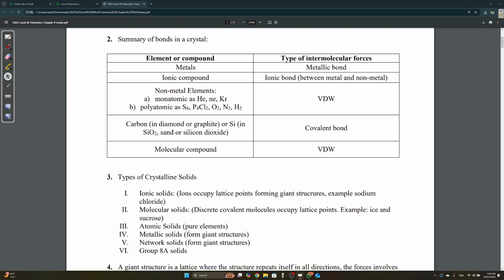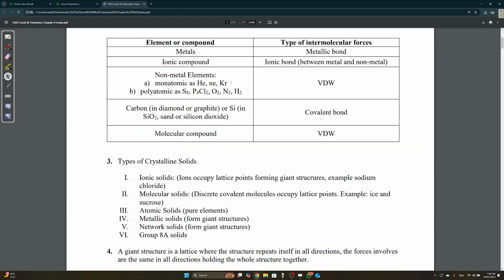Okay, here are the bonds in a crystal. In metals, it's what we call metallic bond, right? And also van der Waals forces. But metallic bond is the most important one. Metallic bond is for metals, okay? Ionic compound is obviously ionic bond between metal and non-metal.